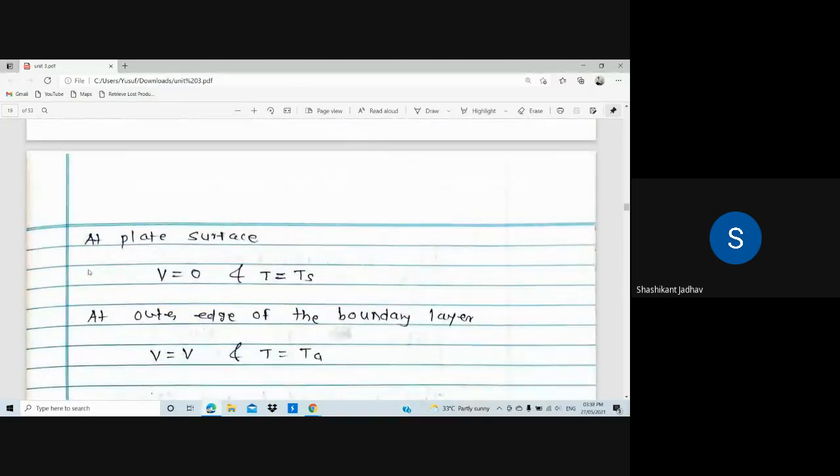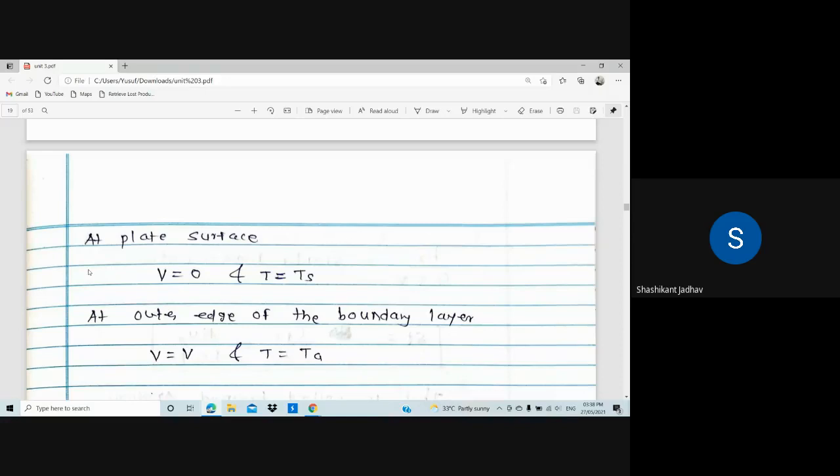Okay, and as we know that if it is a plate surface, what will be the velocity at the plate surface? V is equal to 0. And what will the temperature be? The temperature of that surface will be TS. Okay, so write down at plate surface, V is equal to 0 and T is equal to TS. Okay, so this is the boundary condition at the plate surface.